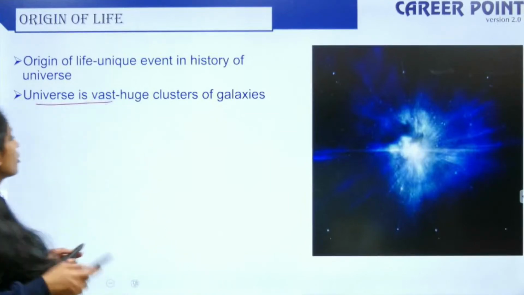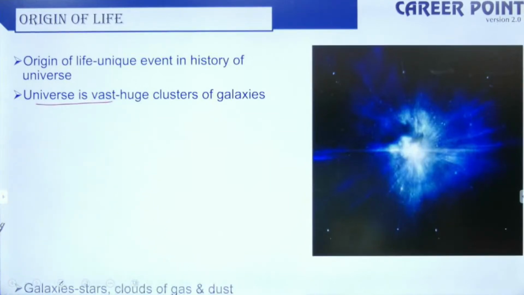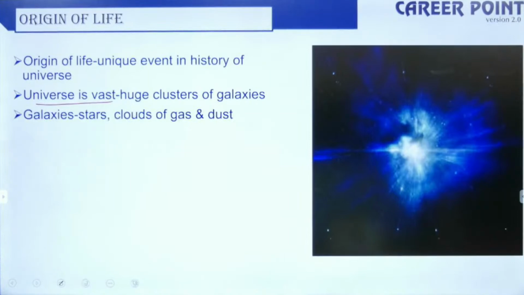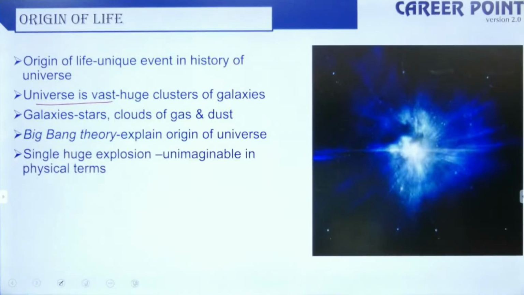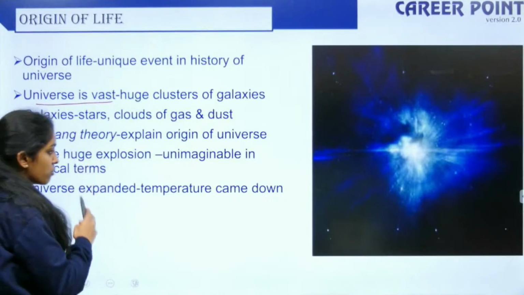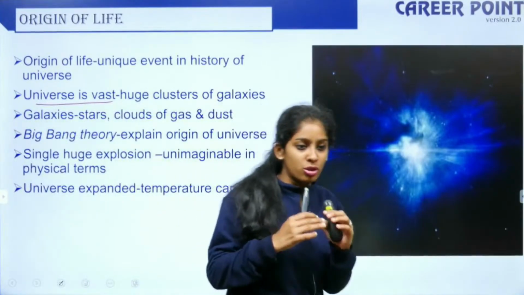Okay? So the universe is vast, and it has a huge cluster of galaxies. Galaxies are a mass of stars, clouds, dust, etc. The Big Bang theory explains the origin of the universe. The Big Bang theory is, in physical terms, the collision of two large masses. Alright? So it is a single huge explosion, unimaginable in physical terms. Once the universe came into picture, the temperature slowed down.